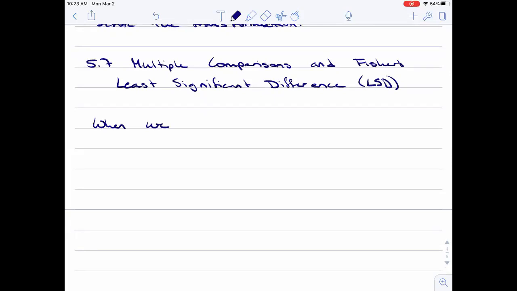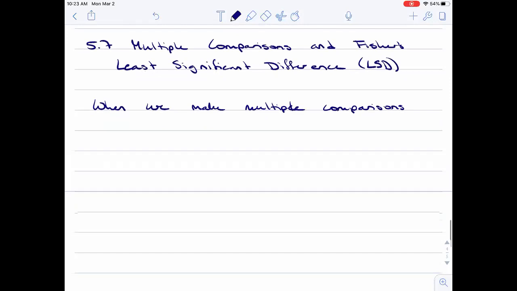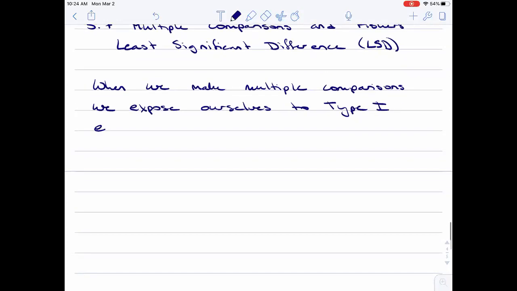When we make multiple comparisons, we expose ourselves to type 1 errors with each comparison.